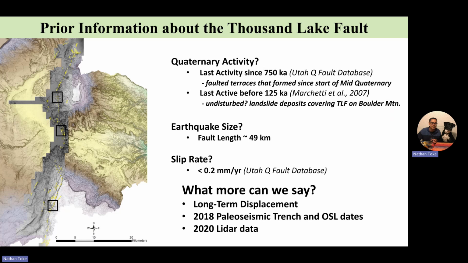And so in this talk, we're going to briefly touch on long-term displacement and what that says about the slip rate aligned with the Utah Quaternary Fault and Fold database. Then we'll show briefly the 2018 paleoseismic trench, which has OSL dates associated with it and constrain something about the timing of the most recent events on the fault. And then we'll show what the 2020 LiDAR data informs us in terms of relative activity with quaternary surfaces up in this high topography.